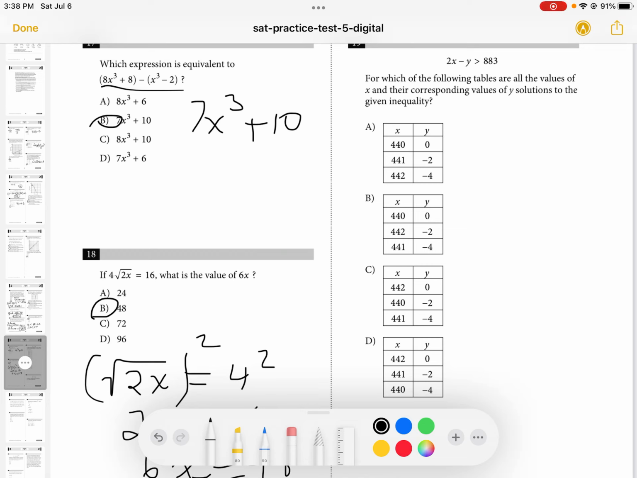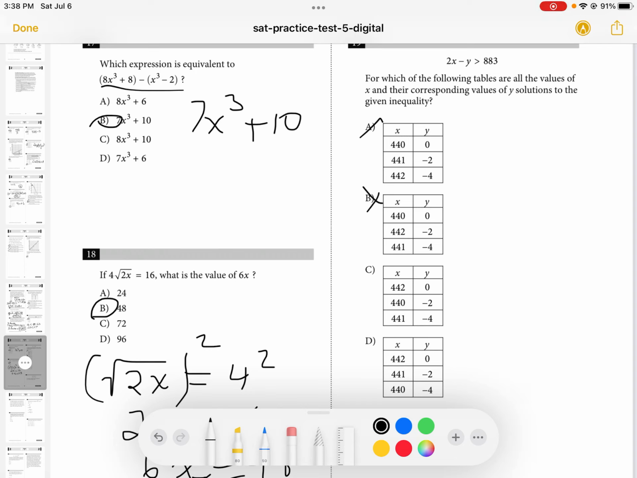So let's plug in the values in table A here. If we plug in x equals 440, y equals 0, we get 880 is greater than 883, which is not true, so this is not possible. Again, same thing here. If we plug in the first value, 440, comma 0, we get 880 is greater than 883, which is not true, so it's not A or B.